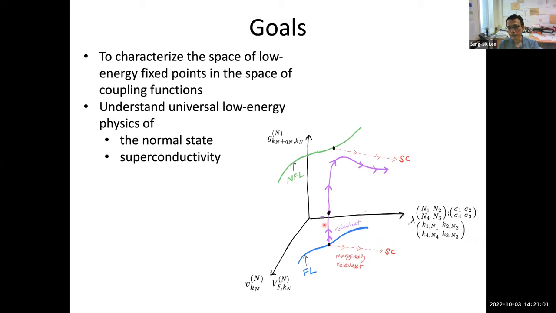So presumably the theory will flow out of this plane to reach close to some manifold of, or isolated, we don't know for now, some non-Fermi liquid fixed point. And then we would like to understand the physics near this non-Fermi liquid fixed point. In particular, is this non-Fermi liquid fixed point stable or unstable? If it is unstable, how unstable is it against the superconducting instability? Okay, so these are the things that we would like to understand.